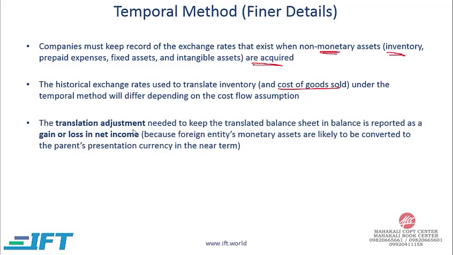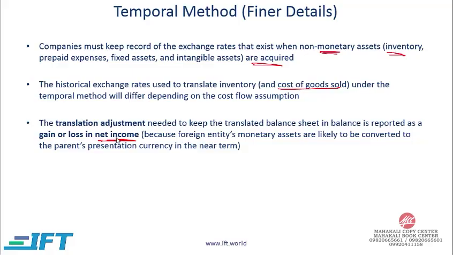The translation adjustment needed to keep the translated balance sheet in balance is reported as a gain or loss in net income. So remember, this gain or loss, the translation gain or loss with the temporal method, does flow through the income statement, and this is different from the current rate method where the translation adjustment or translation gain or loss is shown through equity. Now, why the difference?